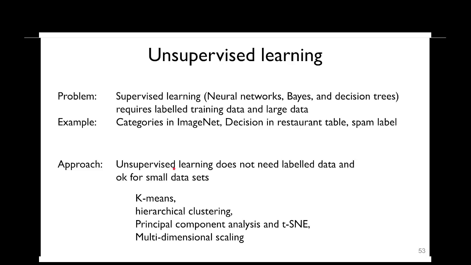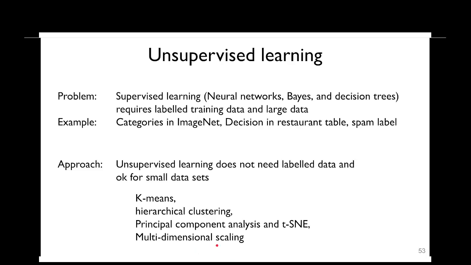And there are some approaches which merely evaluate the data, and therefore they don't need any labels. And that also means that they work for small data sets, that we do not really create problems and do overfitting if we haven't seen enough data. And techniques are k-means, hierarchical clustering, principal component analysis, and t-SNE, which, by the way, is also by Geoffrey Hinton, the Nobel Prize laureate of this year in physics, and multidimensional scaling.